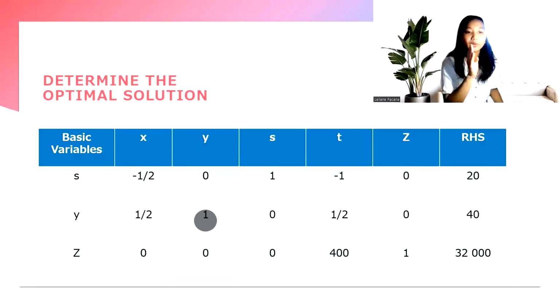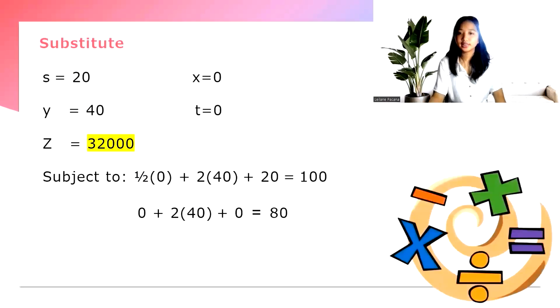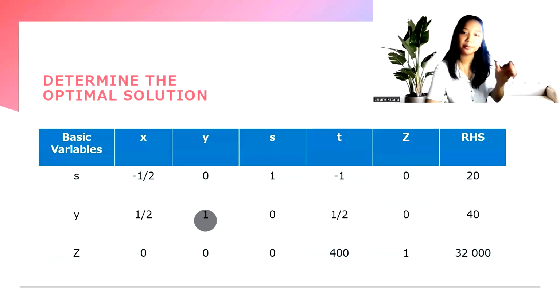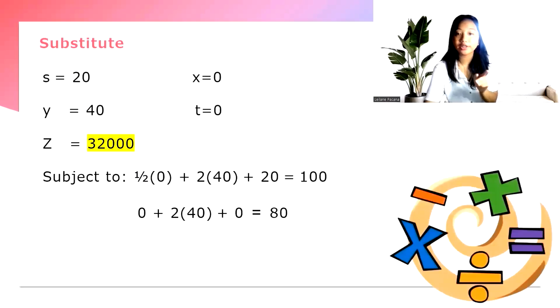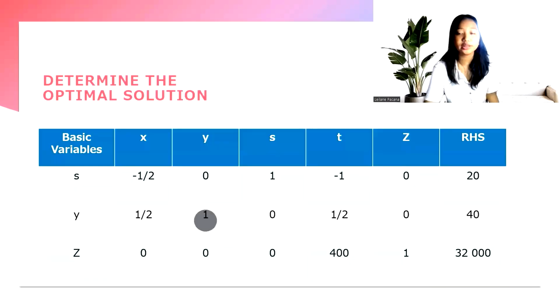So our S is equal to 20, looking at our right-hand side, and our Y is equal to 40, and our Z is 32,000. So to interpret that, S is 20, Y is equal to 40. Our X, as you can see from our basic variables, we don't have an X here, right? So that's understandable that it is equal to 0. And our T, for our slack variable, the second one, we don't have it as well, so that's 0. And our profit here is 32,000.